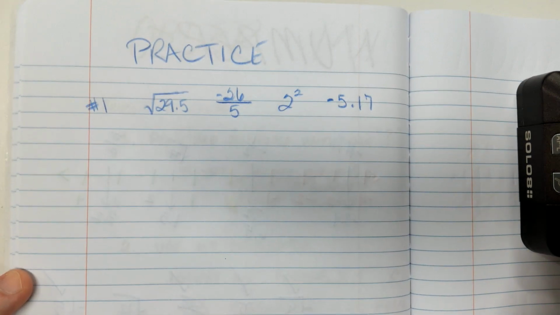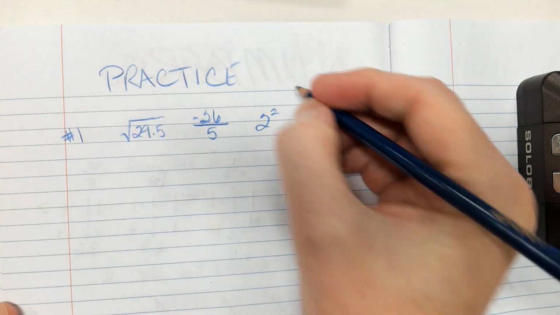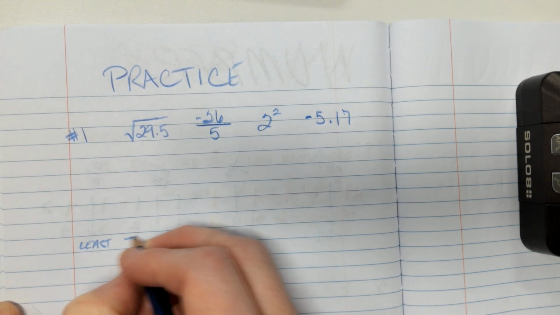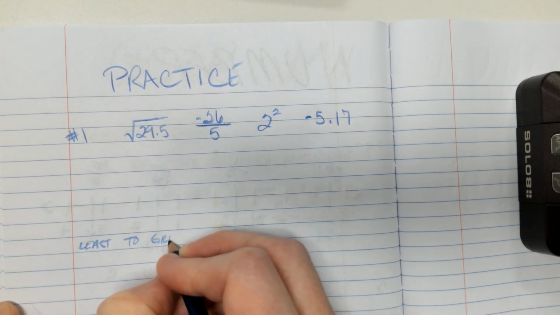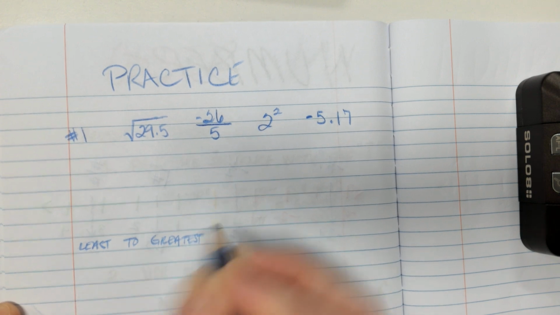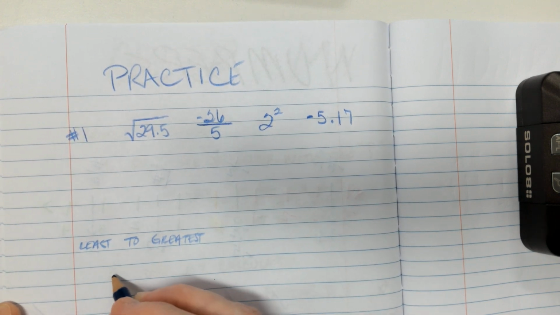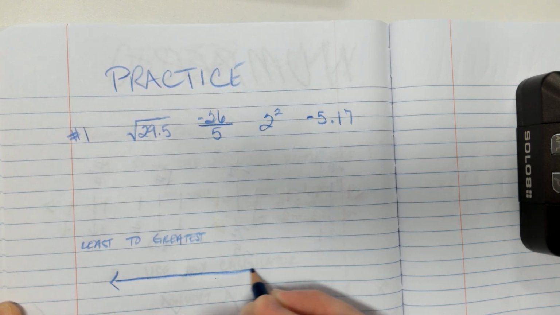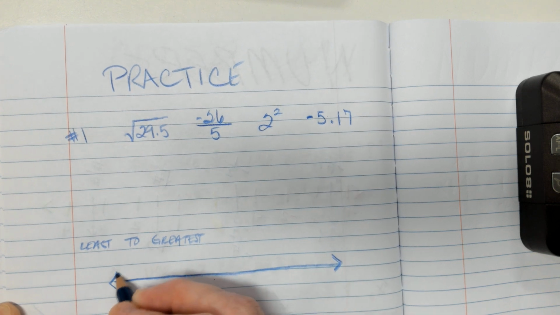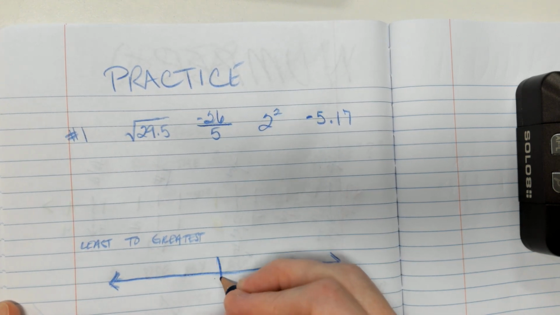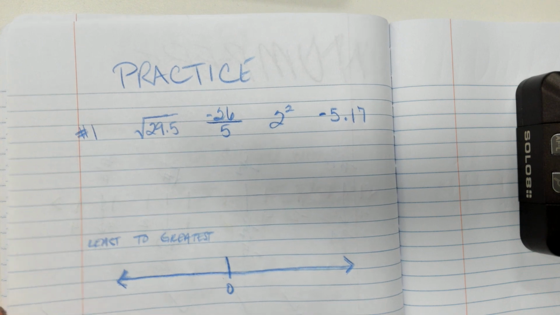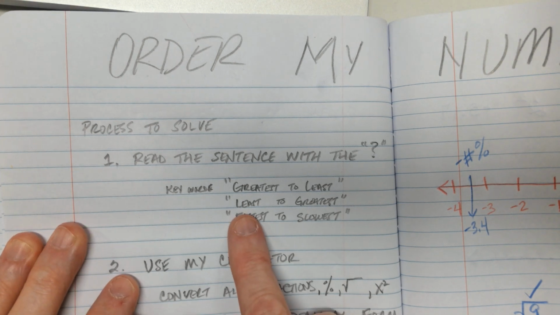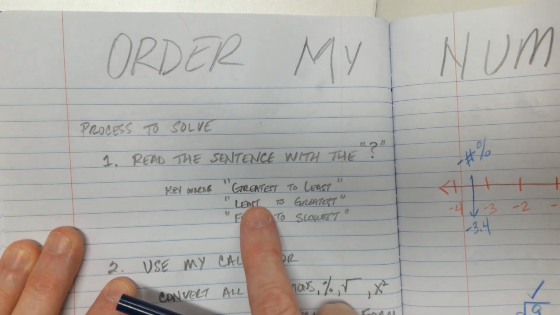The key words that we're going to give you on this one, and let's just go ahead and write that down here, is least to greatest. Okay? Draw your number line. You can put in your 0. And let's turn back. I want you to look up here. Here's the key words on this one. Our answer is going to be least to greatest. Those are your key words.